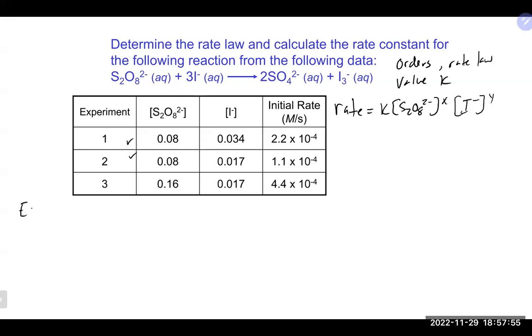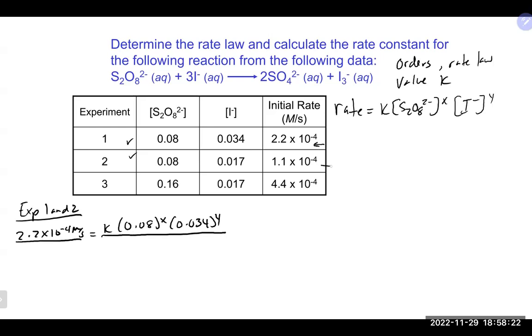So looking at experiments 1 and 2 here, I am again going to choose the larger rate to put on top. So I'm going to put number 1 up on top. That would give me 2.2 times 10 to the minus 4 equals k times 0.08 to the x, 0.34 to the y. And again, that is all the information from experiment number 1. Experiment number 2 will go on the bottom: 1.1 times 10 to the minus 4, our k, our 0.08 to the x, and 0.017 to the y.